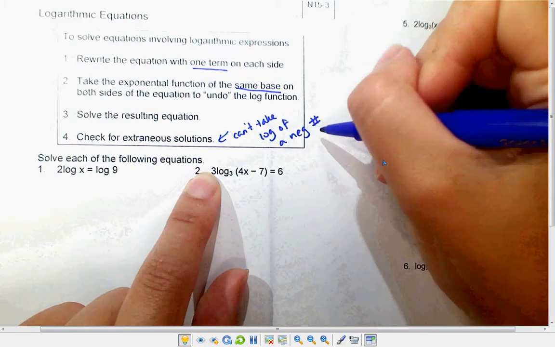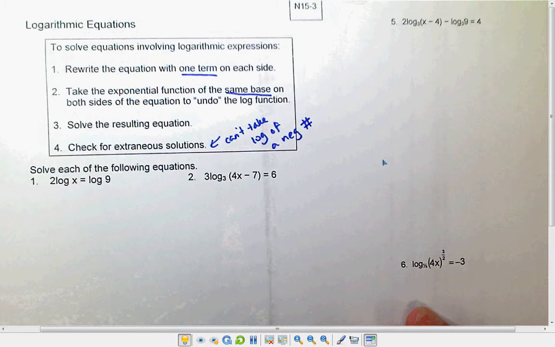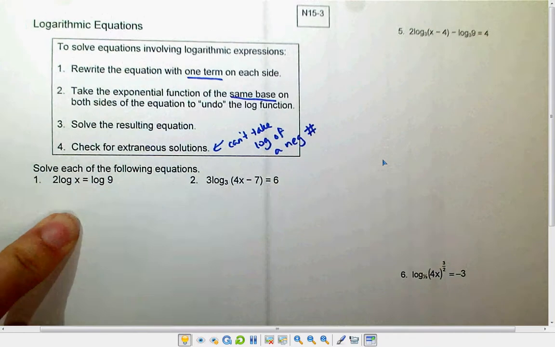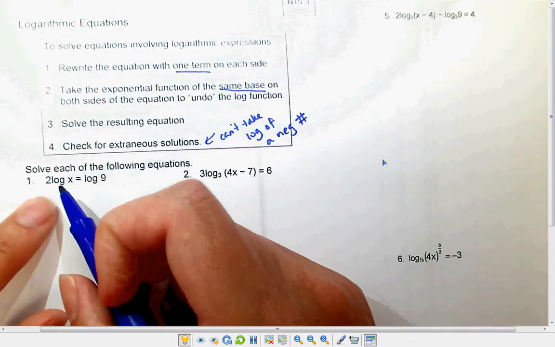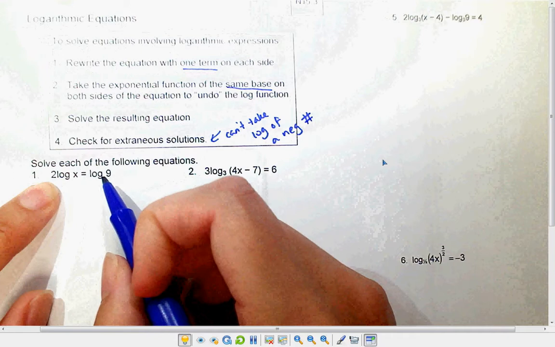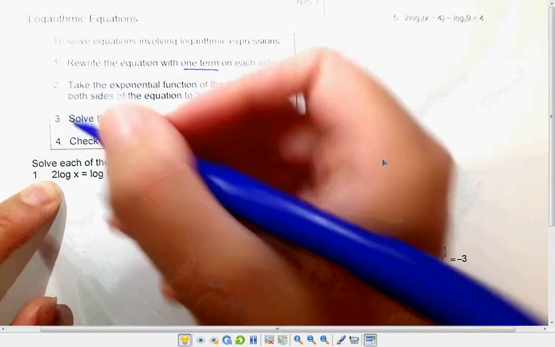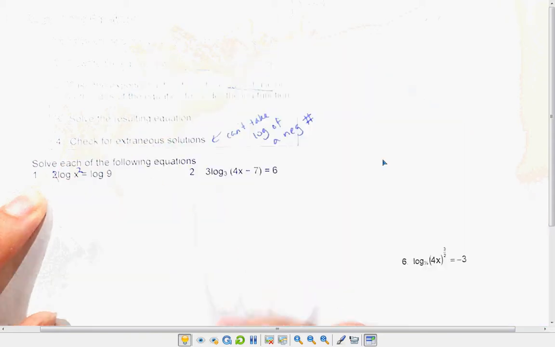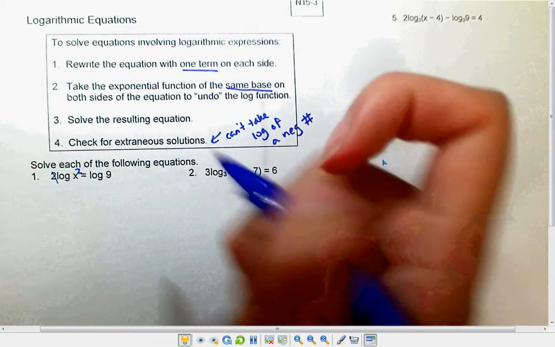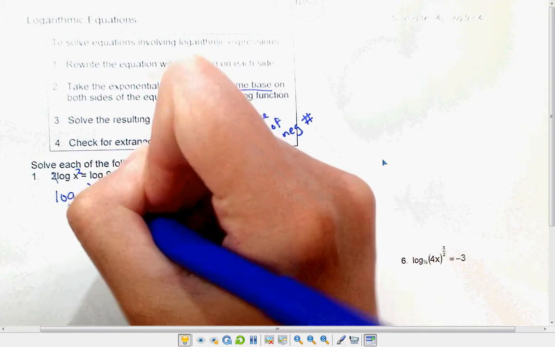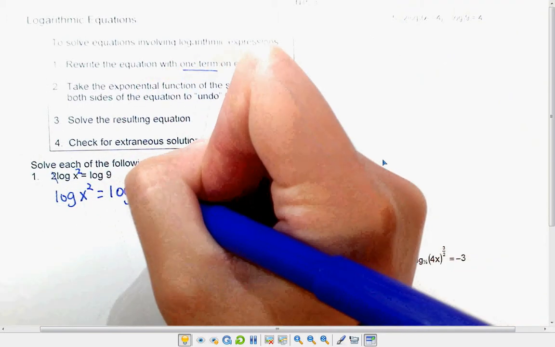Okay, so let's take a look at our first problem. For number 1, first thing we need to do is make sure we only have one term on each side, which we do. What we want, though, is to have just the log with nothing in front of it. So you see how there's a 2 right here. The first thing I'm going to do is take this 2 using our log rules and move it to x to become the exponent. So now I have log of x squared equals log of 9.